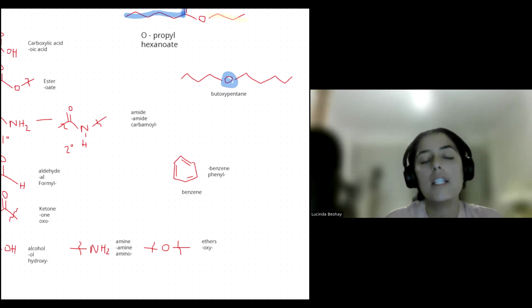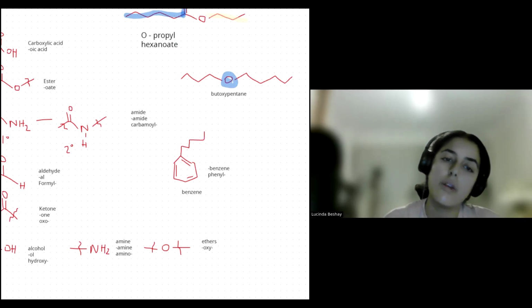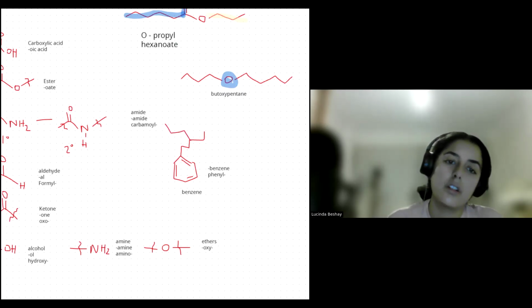Okay. When is it the highest priority? Benzene is the highest priority when it's not attached to a branched chain. So if it's only attached to this chain, it would be the highest priority. But at the moment that I make this chain a branched chain, in that exact moment, benzene is no longer the highest priority. Benzene becomes a branch.